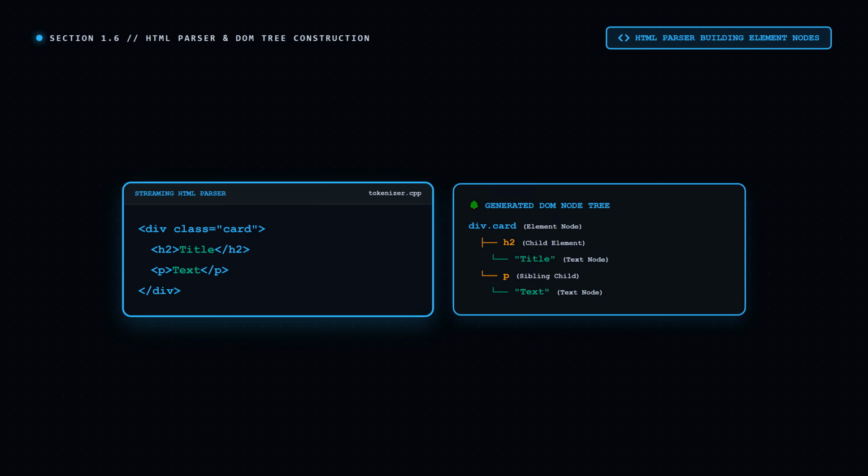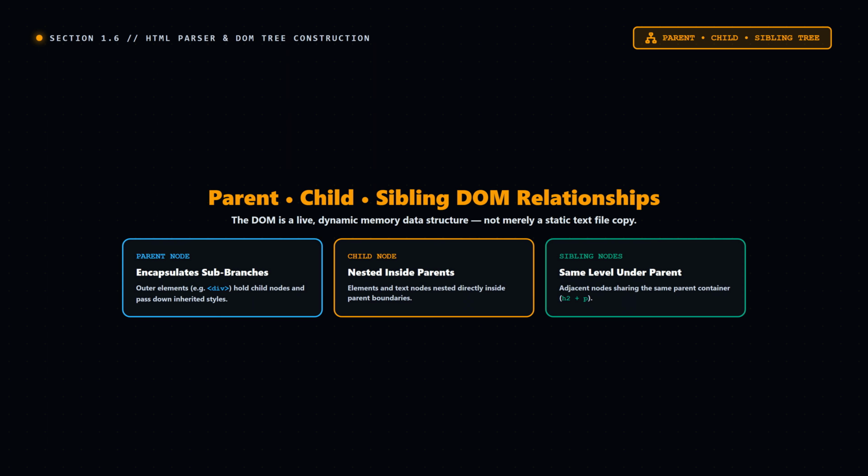The DOM is built by the browser's HTML parser. When the parser encounters an opening tag, for example, a div tag, it creates an element node. When it encounters text, it creates a text node. When it encounters a closing tag, it knows the node is finished and returns to the parent. The result is a precise tree of parent-child-sibling relationships.